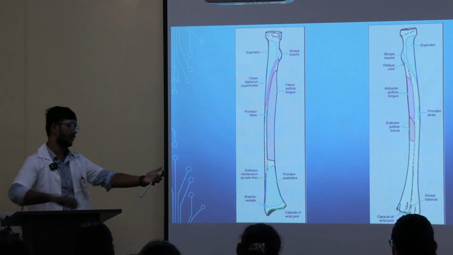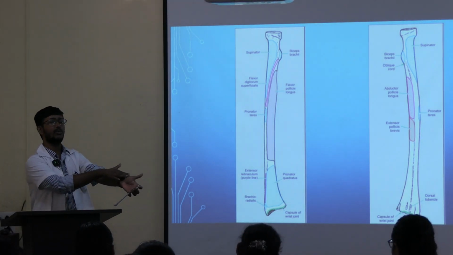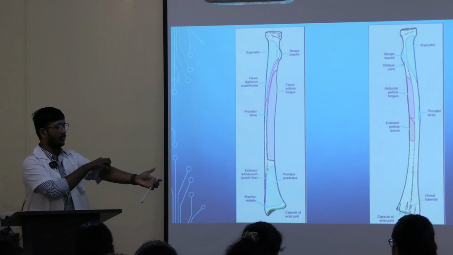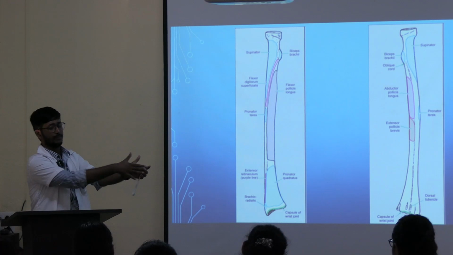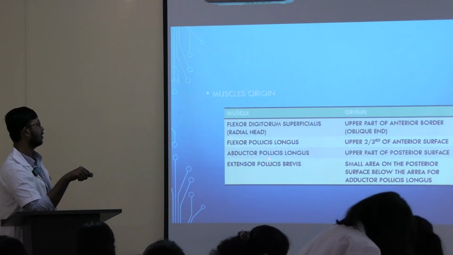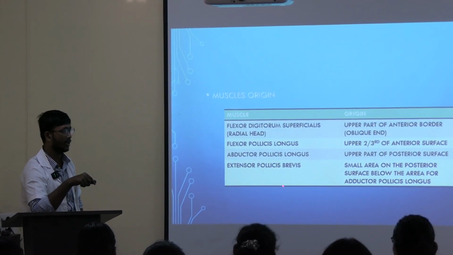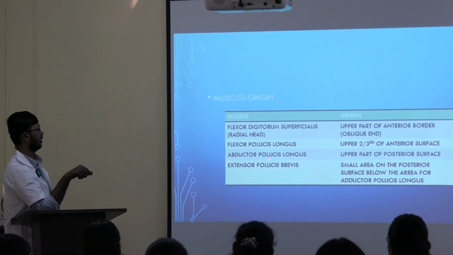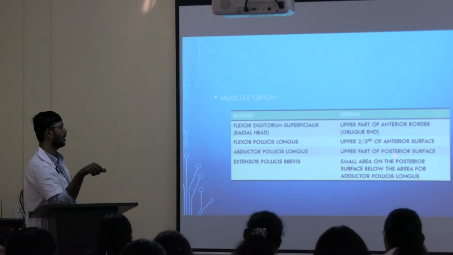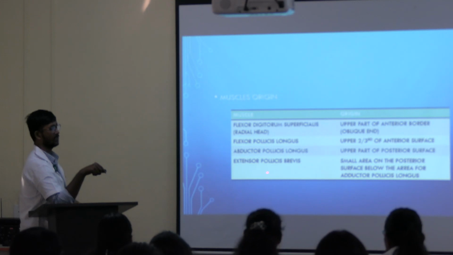See, this is the thumb, this is the anterior surface. So the flexor pollicis longus goes like this. You can easily identify it in the cadaver also. And digitorum goes like this. Then abductor pollicis longus. Why is it called abductor? It causes abduction. It also gives its tendon to the thumb, and it is present in the upper part of the posterior surface. And extensor pollicis brevis will be present behind.